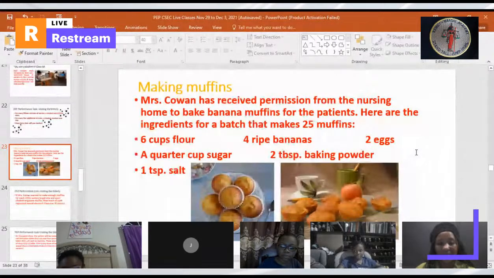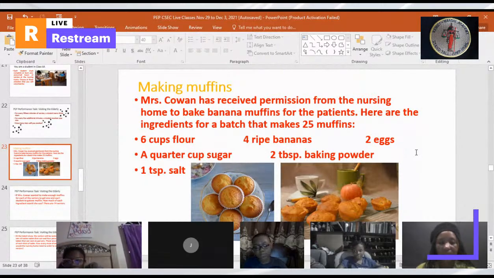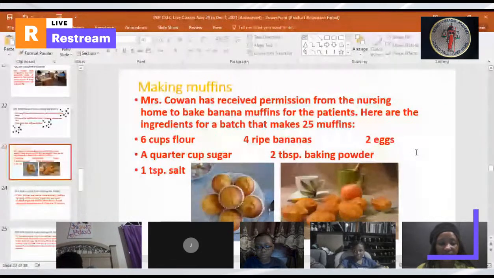If we're going to multiply each of the ingredients by 4, how many cups of flour? Miss, you would have 24 cups of flour. 24 cups of flour. How many ripe bananas? Miss, you would have 16 ripe bananas. 16, because 4 times 4 gives 16. So 16 ripe bananas. How many eggs?